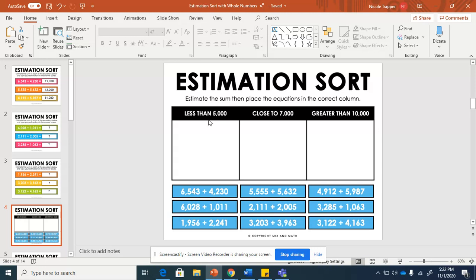Less than 5,000? Nope. Close to 7,000? Not really. Or greater than 10,000. 11,000 is greater than 10,000, so I'm going to put that into this category by dragging and dropping it.